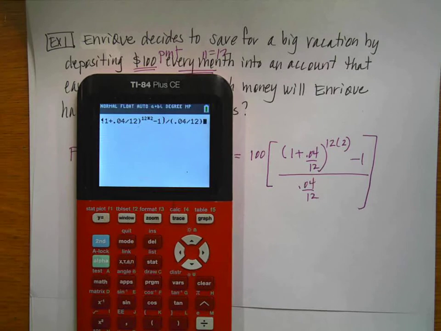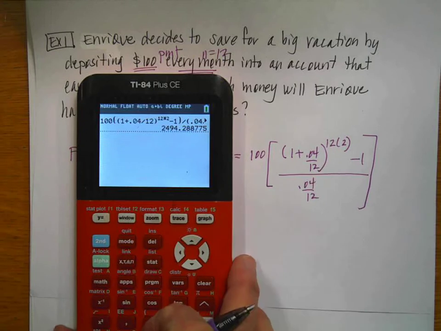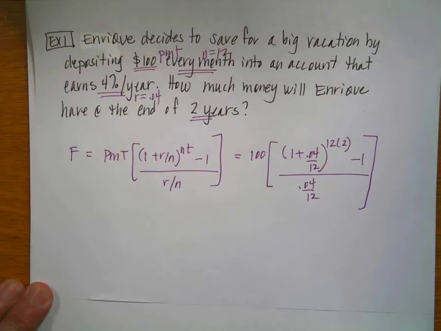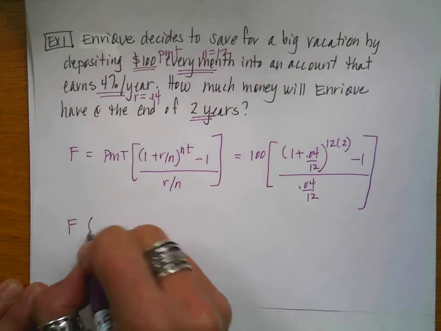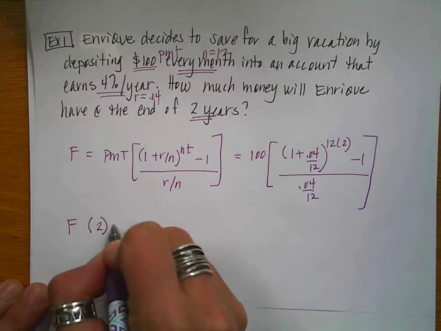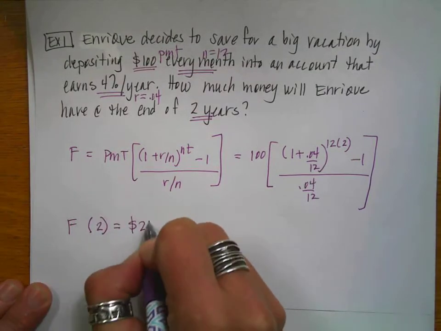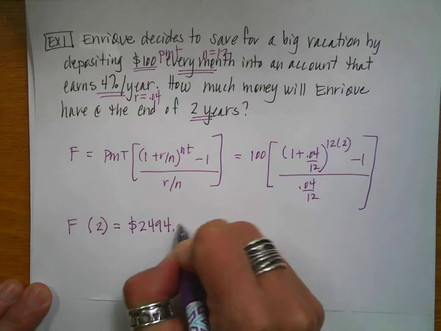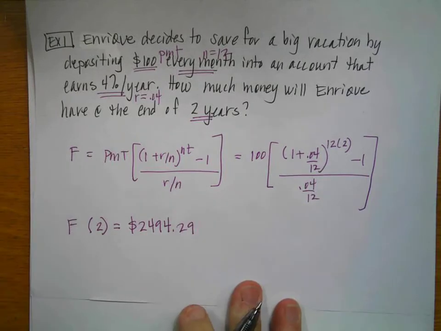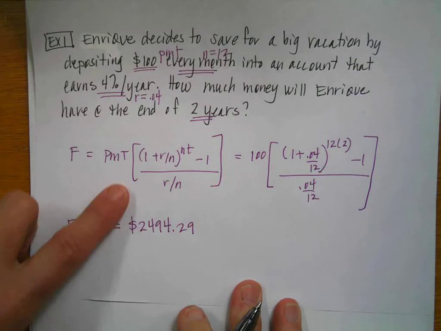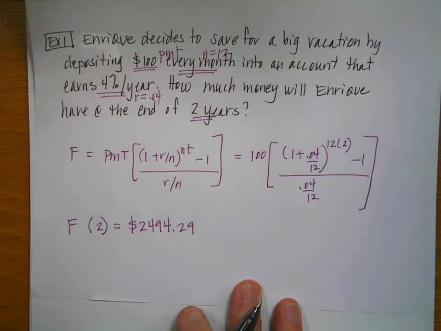Because the calculator portion is a little bit entertaining, I would recommend that you do it at least twice to make sure that you get the same answer both times. I'm not going to do that because I've already done the problem, and so I know whether or not I've done it well. So the future value of Enrique's money in 2 years is going to be $2494.29.